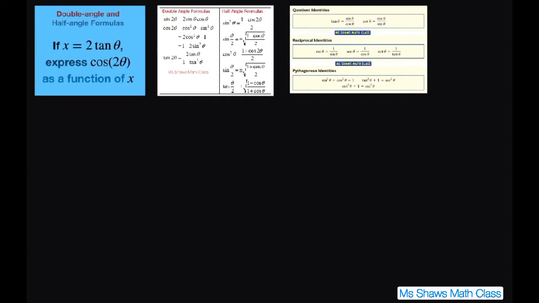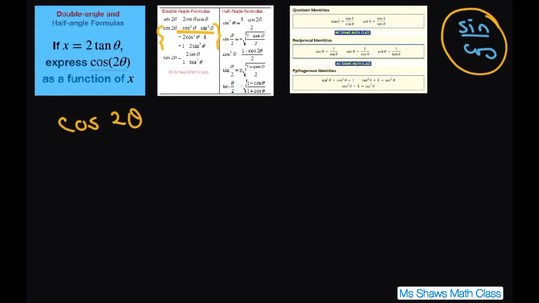Now we know tan of theta is sine divided by cosine. We also know that cosine of 2 theta has 3 different formulas. Since our tan is sine and cosine, I'm going to go ahead and try to use this first one. So I'm going to write cosine of 2 theta equals cosine squared of theta minus sine squared of theta.